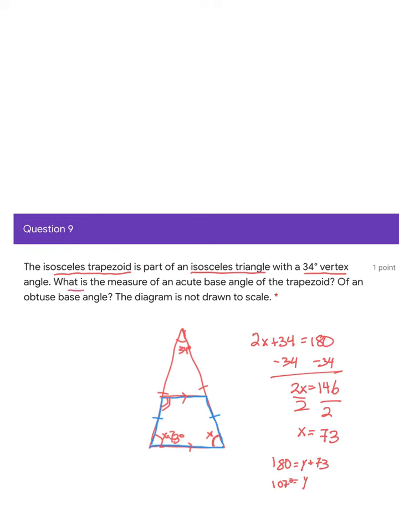So it says, what is the measure of an acute base angle? That would be 73 degrees. So remember, that's less than 90 degrees. And of an obtuse base angle, and that would be 107 degrees.